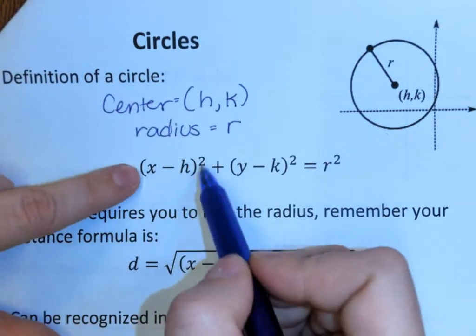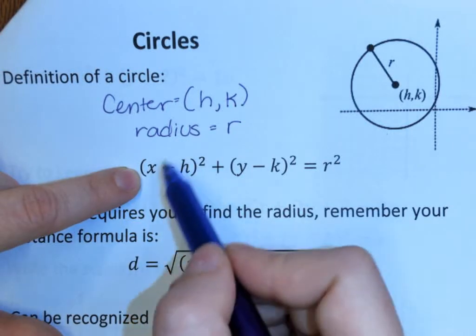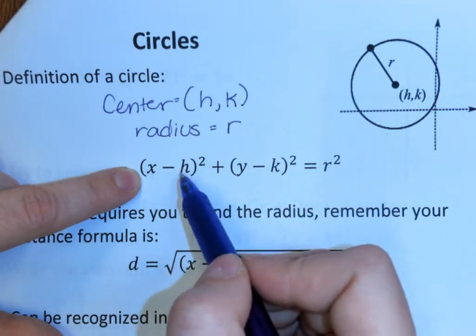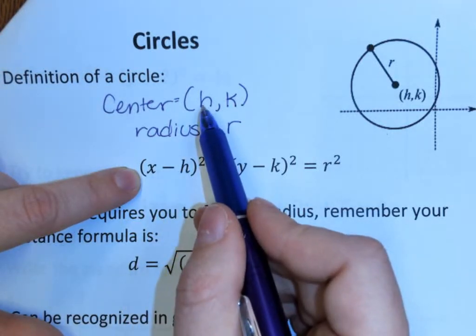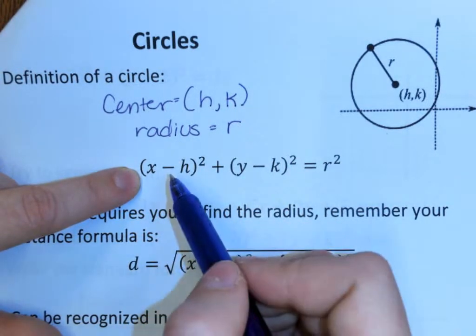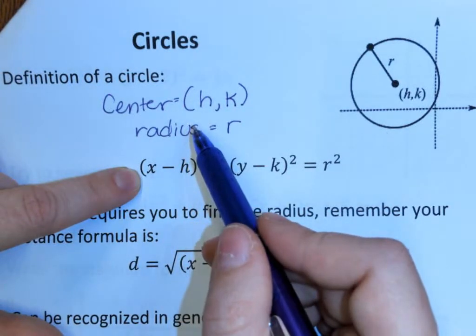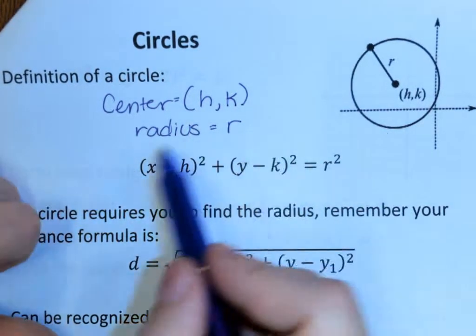If something is inside the parentheses, do you do the same or the opposite? Opposite. Inside the parentheses, you do the opposite. So the opposite of minus h is a positive h. Opposite of a minus k is a plus k. Whatever is next to the x is the x. Whatever is next to the y is the y. So we really like this.